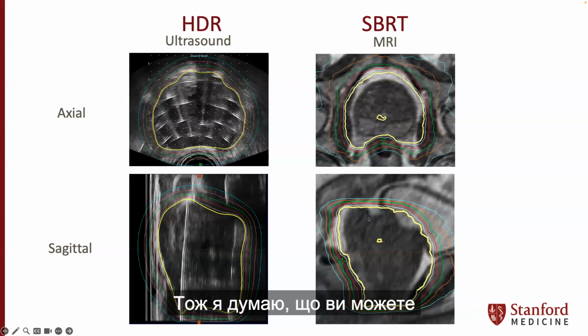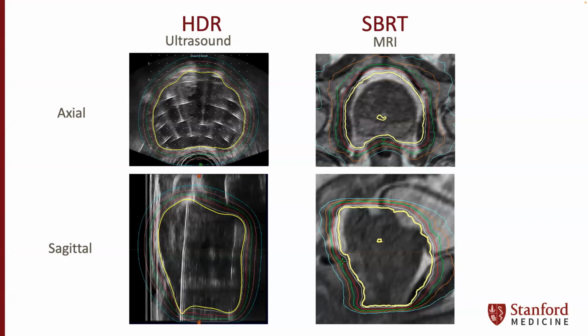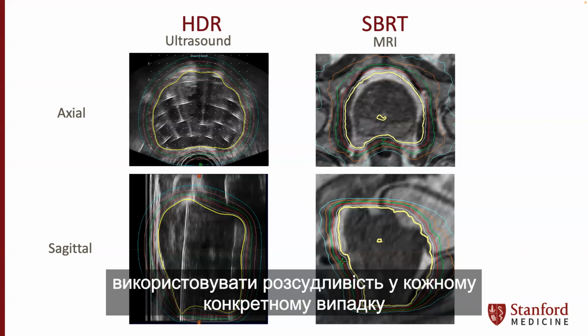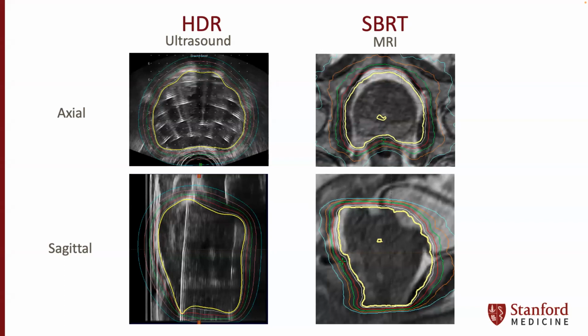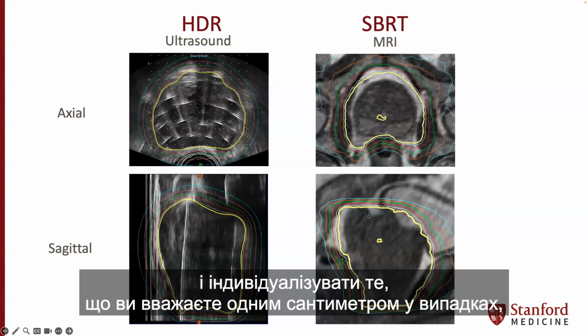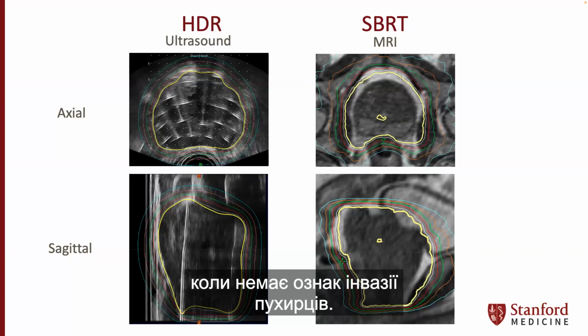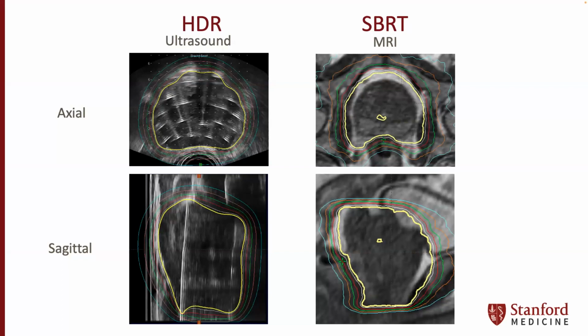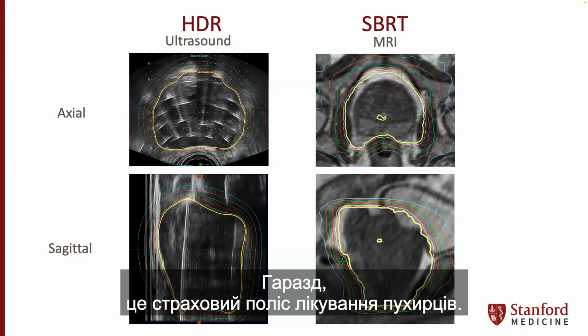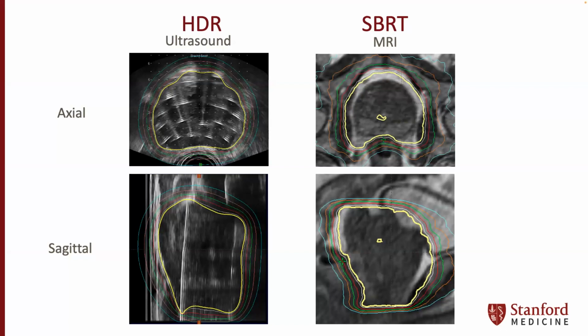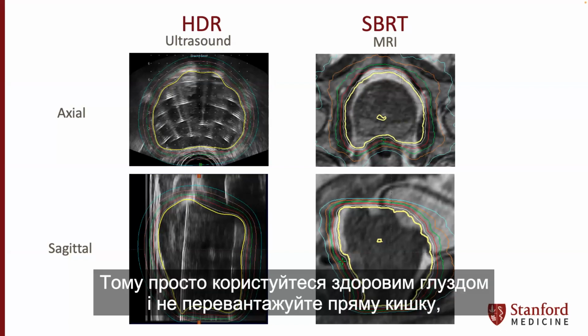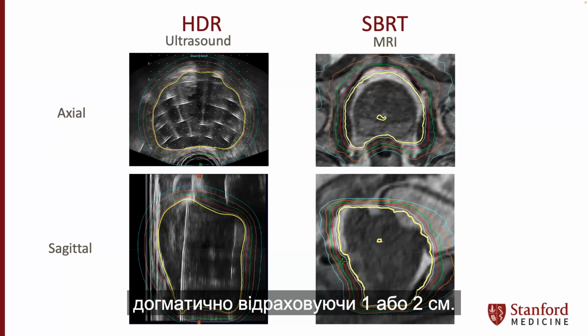So I think you can use good judgment on a case-by-case basis and individualize what you think the 1 centimeter is in cases where there's no evidence of seminal vesicle invasion. Okay, it's an insurance policy of seminal vesicle treatment. So just use good judgment and don't overexpose the rectum by being dogmatic, counting 1 or 2 centimeters.